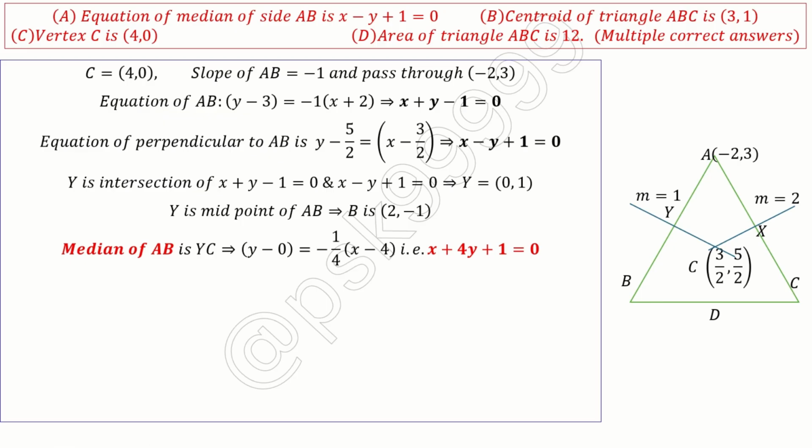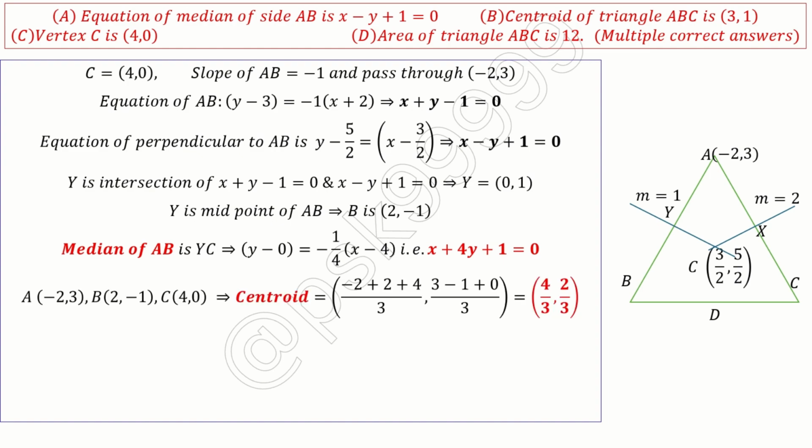Next, we can find the centroid, right? The centroid is nothing but x1 plus x2 plus x3 by 3, y1 plus y2 plus y3 by 3, which is 4 by 3 comma 2 by 3. This is also wrong, because in the options it is given as 3 comma 1. Now the area: you have 3 points, so just apply the area formula, half times this, which is nothing but 6, but it is given as 12. So the other 3 options are wrong. The only correct option is C, vertex C is 4 comma 0.